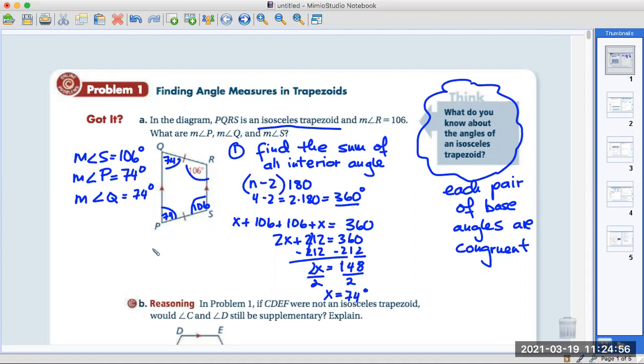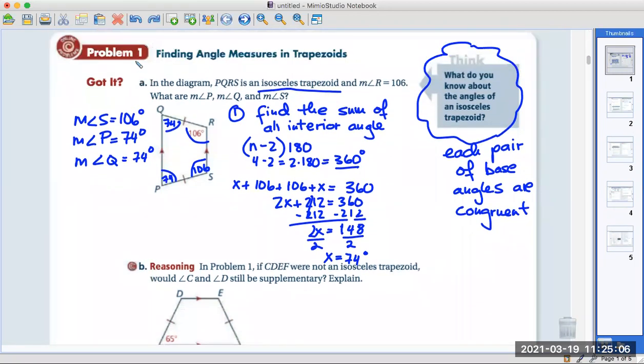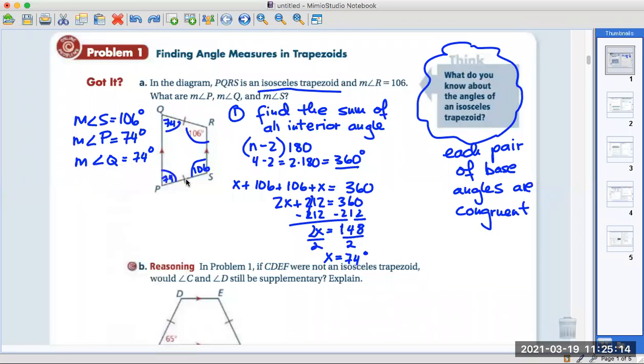Okay, so that is that question. By the way, if it's an isosceles trapezoid, you only need one angle known to start with. If it's just a regular normal trapezoid, not these two are congruent, then you need 2 angles. So 1 angle is all you need in an isosceles trapezoid.